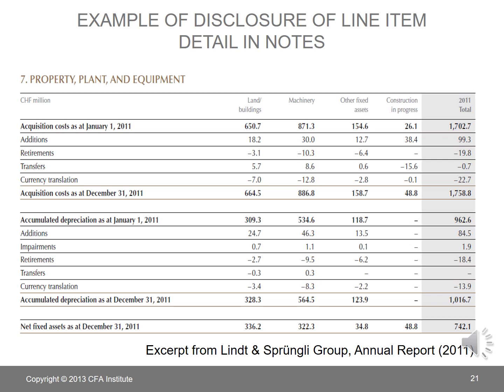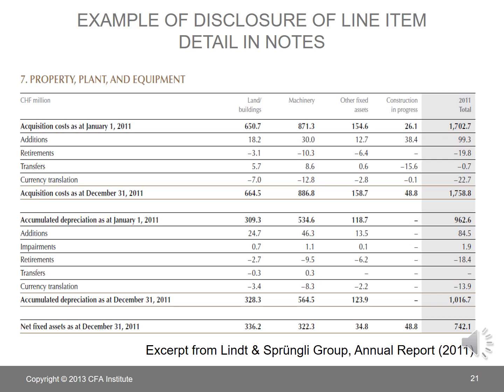Here's an example of the second type of disclosure we discussed, which is the disclosure of line item detail. As you can see from the excerpt from note 7 of the Linton Sprugley Group Annual Report 2011, it illustrates a disclosure providing detail about a line item on the balance sheet, which is the PP&E line item. It shows a total of 742.1 million Swiss francs. This note discloses acquisition cost of 1,758.8. Of course, that's in millions.